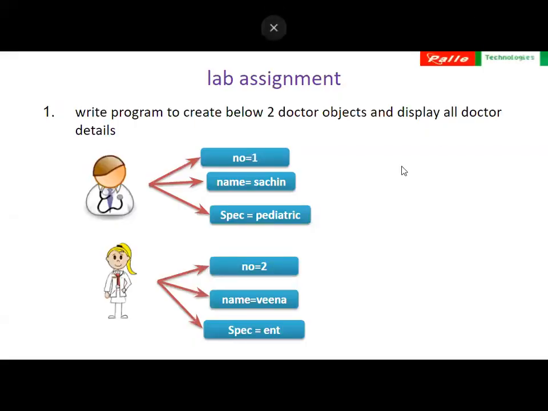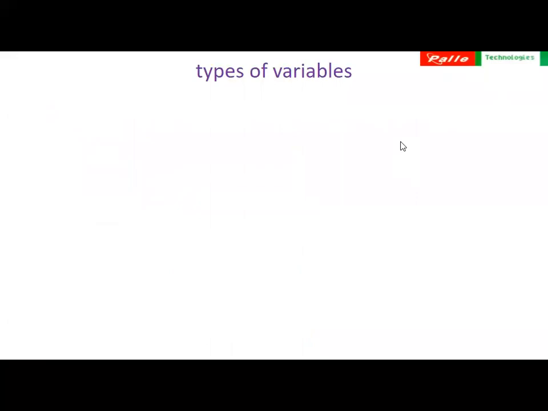Correct? So now we'll try to understand variables. Till now, how many types of variables do you know? So global variable and local variable. Where will we create a local variable? Inside a method. So inside the method, header and body.